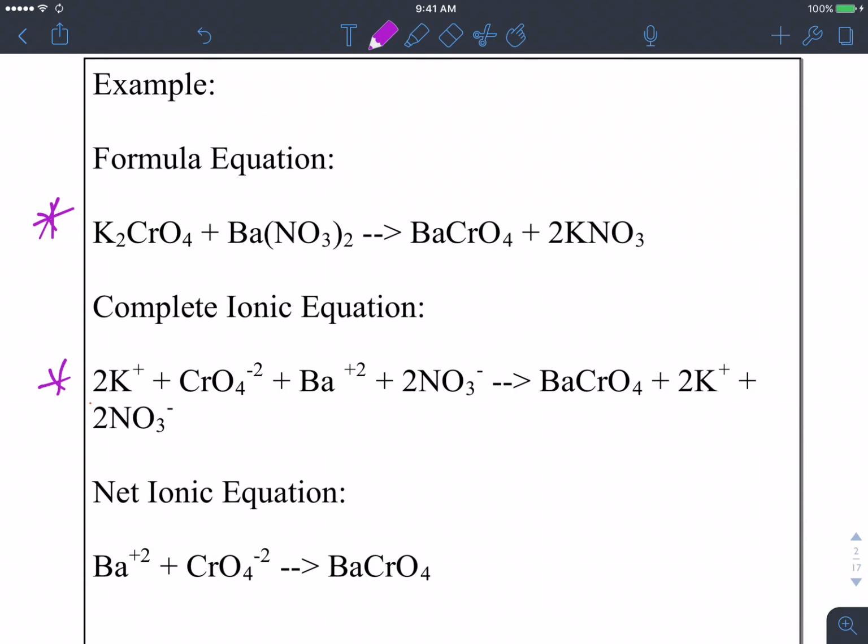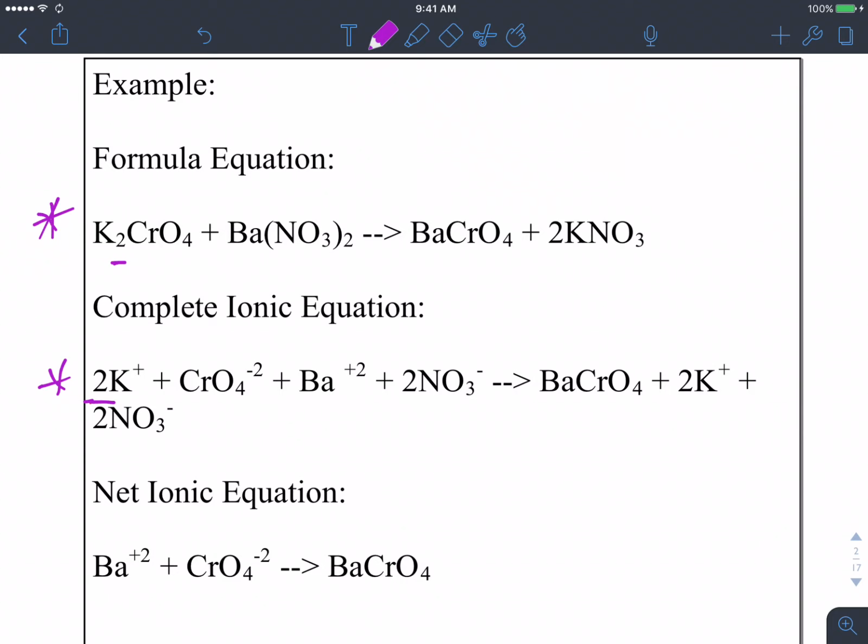So for instance, if you look at the formula equation, you'll see that there are two potassium ions in that potassium chromate. That 2 becomes a coefficient. Why? Because this shows that there are two potassium ions that are actually forming. K won't stay together in solution as K2. It'll break apart to form two K plus ions. The chromate then, of course, forms an ion, and then we see the nitrate ions and the barium ions.